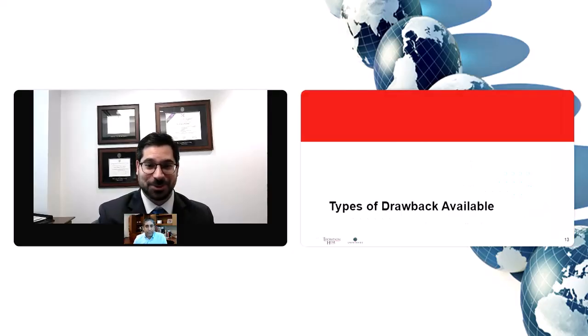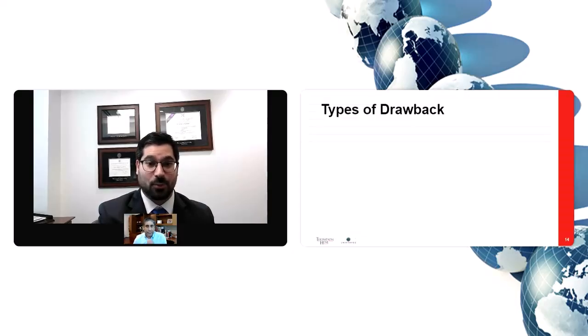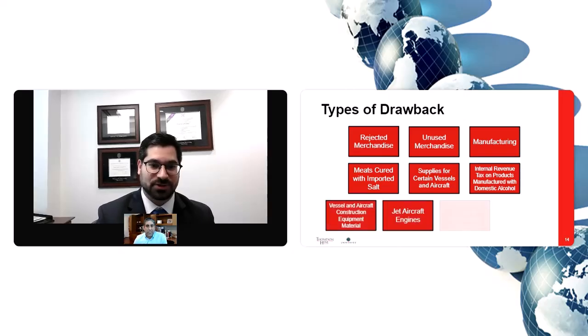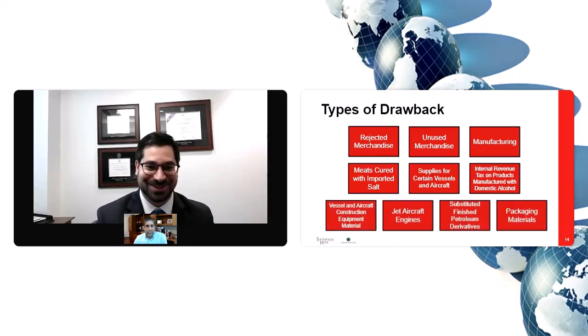I think with that, we should turn to specific types of drawback that are available to the trading community. Now, there are a wide variety of different types of drawback. For example, meats cured with imported salt. So if imported salt is used to cure fish, the duties on that salt can be remitted.